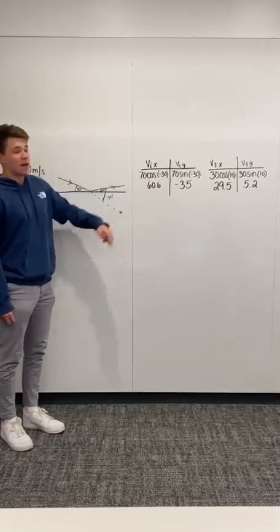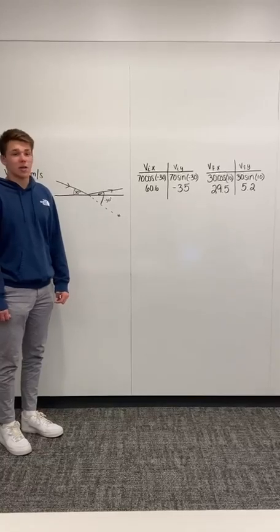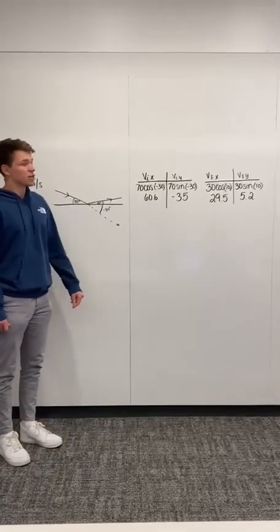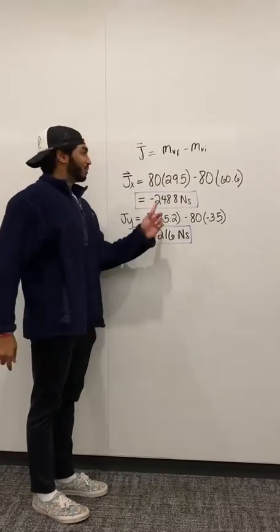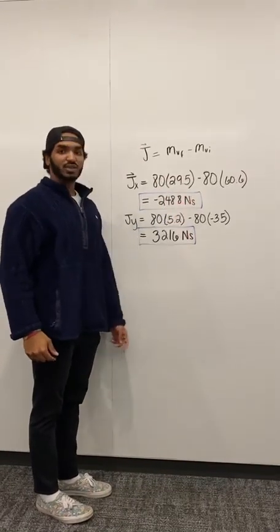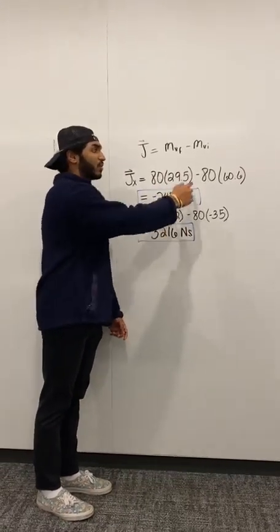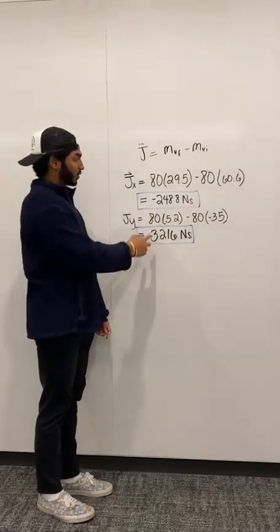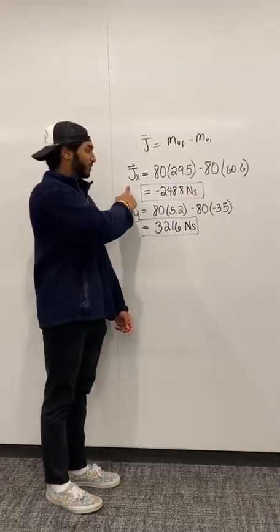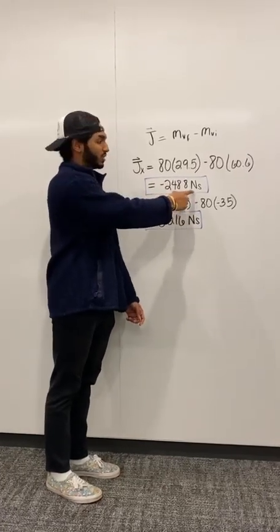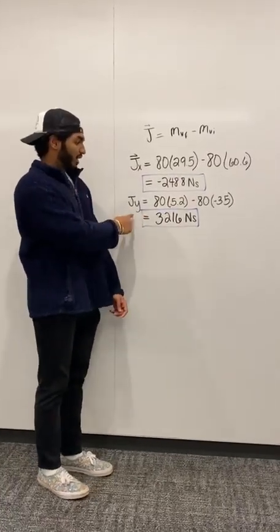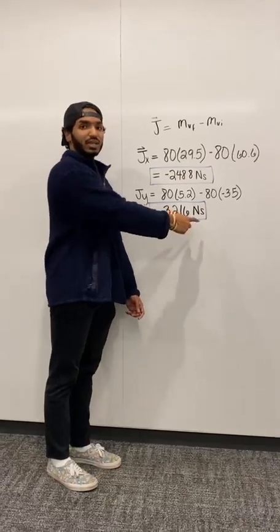The final velocity in the x direction was 29.5 meters per second, and the final velocity in the y direction was 5.2 meters per second. We used this equation to find the impulse. We plugged in 80 kilograms for both equations for the mass, and then plugged in the final and initial velocities for both equations. In the x direction, we figured out that the impulse would be negative 2,488 newton seconds, and for the y direction, it would be 3,216 newton seconds.